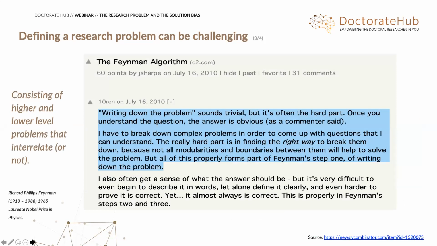So writing down the problem sounds trivial, but it's often the hard part. Once you understand the question, the answer is obvious. This is something that, in hindsight, your research will make clear. Once you know what the problem was, once you know exactly all of the causes and reasons for the problem to occur, once you have read the literature, then the outcome expectation on how to fix the problem, on how to solve it, will be clear. But initially, the entire thinking and work will be on the problem end.